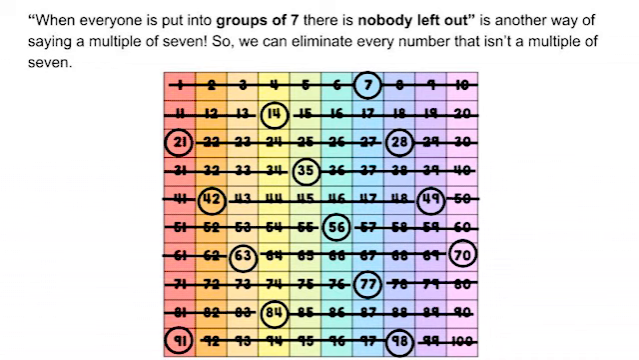First, let's look at the last rule that I was just talking about. When everyone's put into groups of 7, there is nobody left out. This is just another way of saying a multiple of 7. So, we can eliminate every number that isn't a multiple of 7. I already went ahead and crossed them out here.